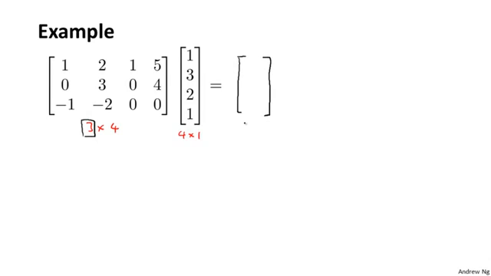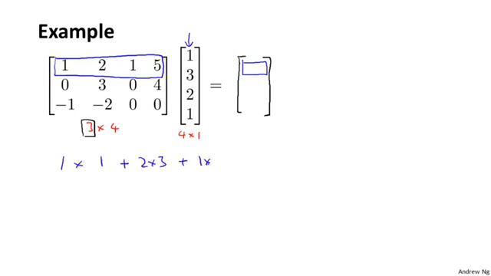Let's carry out the products. So for the first element, I'm going to take these 4 numbers and multiply them with the vector x. So I have 1 times 1 plus 2 times 3 plus 1 times 2 plus 5 times 1, that's 1 plus 6 plus 2 plus 6, which gives me 14.